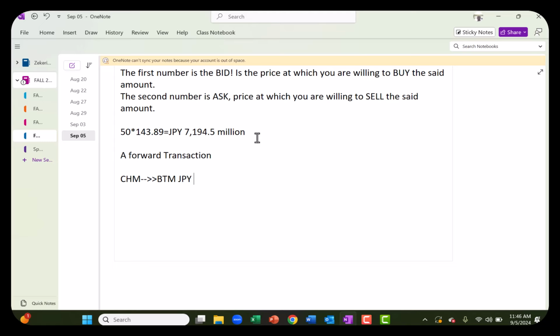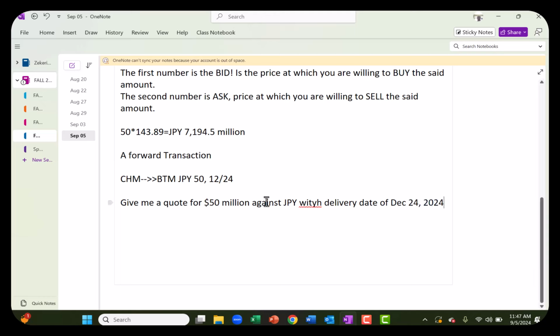JPY 50, 1224. This means give me a quote for $50 million against Japanese yen with delivery date of December 24, 2024. If it's a different year, you add that too, obviously. Unless you say otherwise, it is the current calendar year.